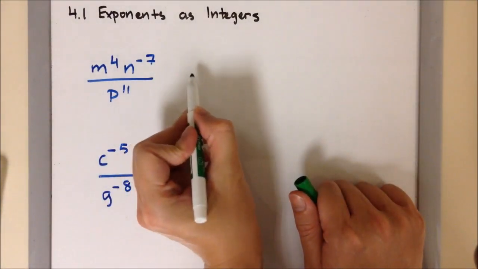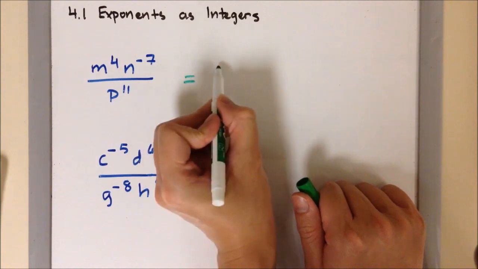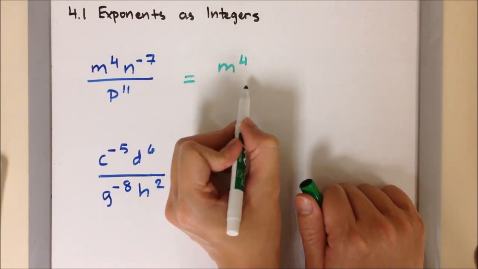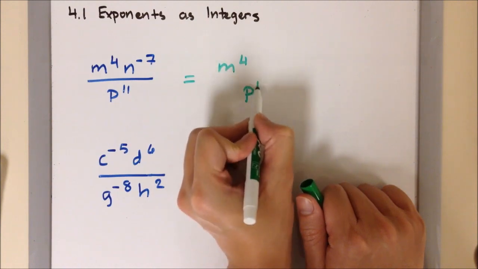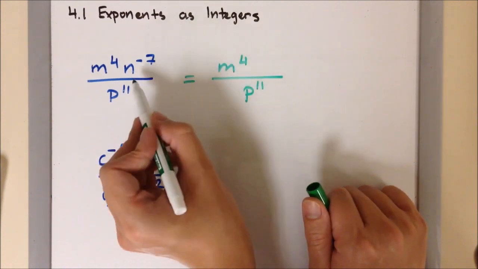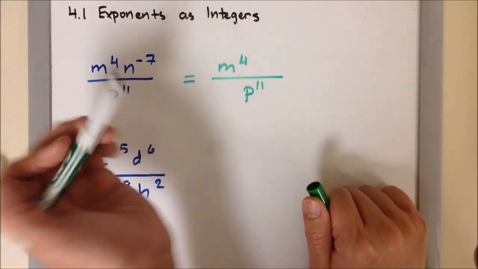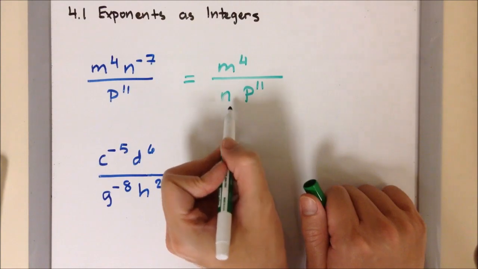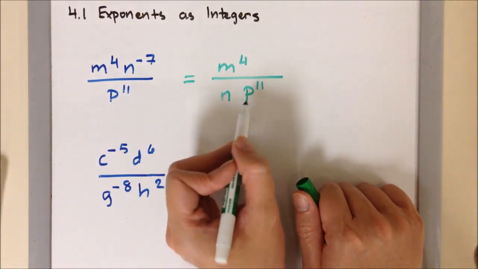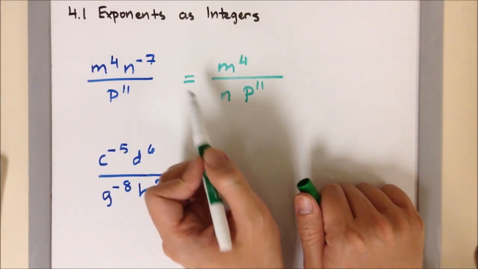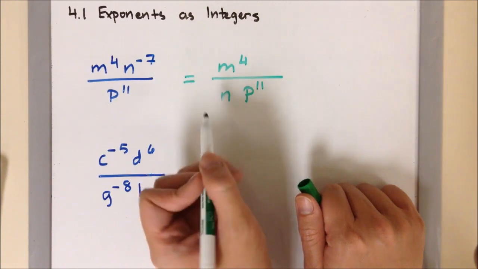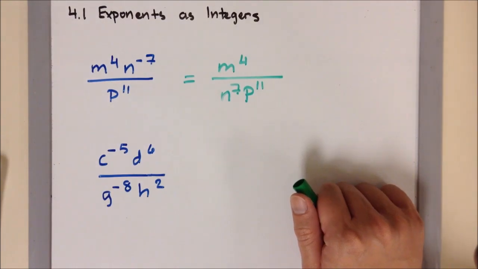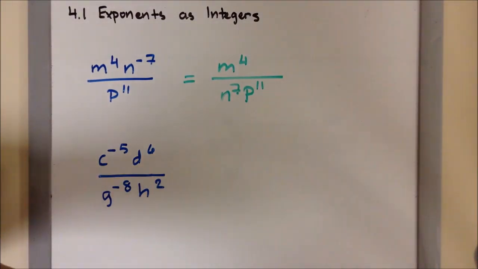So the ones with the positive exponent will stay where they are, so m to the 4th on the top, and then p to the 11th will stay on the bottom. Now my n is the one that's going to move to the opposite side, so from top to bottom, so n. Now I put it in the front because I want to put in alphabetical order. When I move from top to bottom, my exponent will change into positive, so positive 7. And then there is my final answer.